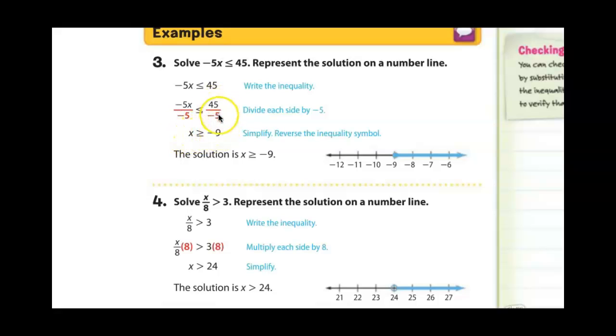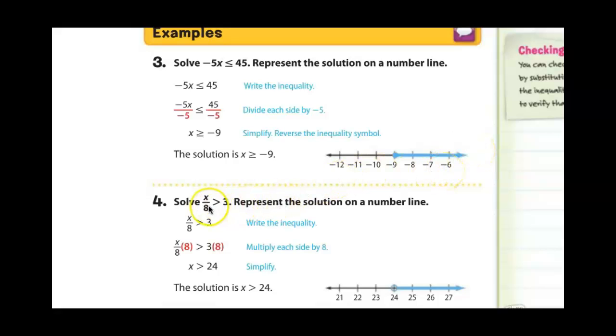And then 45 divided by negative 5, a positive divided by a negative is a negative. That's going to be negative 9. And so x is going to be anything greater than or equal to negative 9. So over here, negative 9 is a possibility. So there's got to be a closed boundary point. And then we're going to shade in everything that is greater than negative 9 as a possible solution.